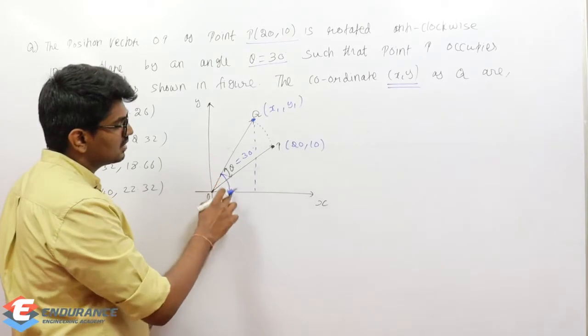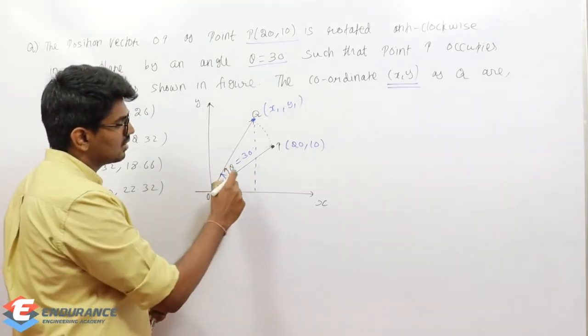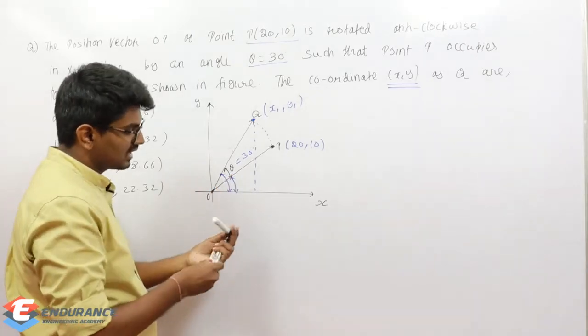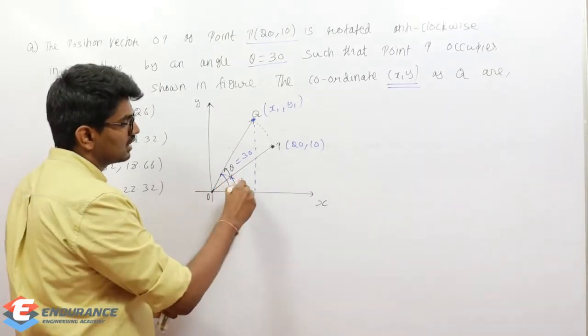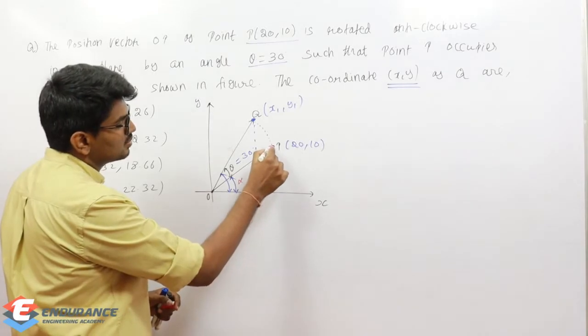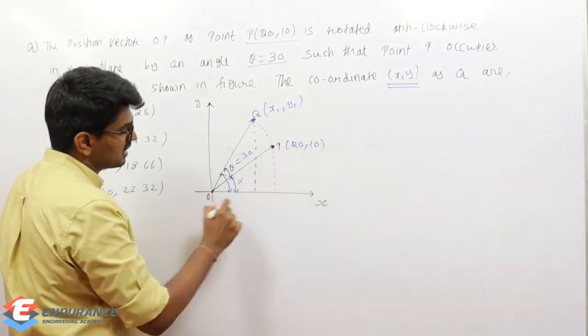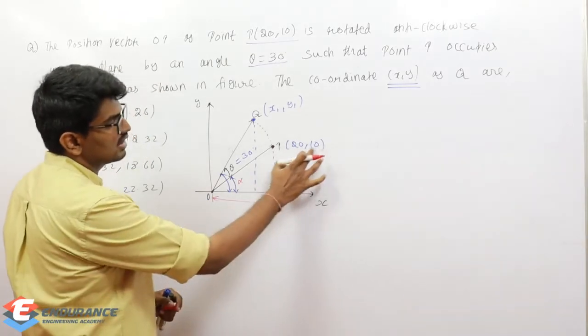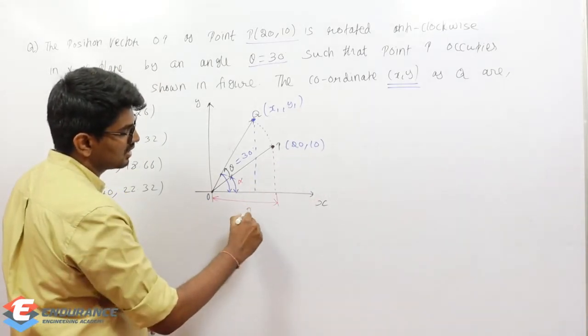So ultimately we need to find out this total angle. We know theta, but we don't know this angle, right? So how to find out that angle? That is also simple. We will take that to be alpha. See, this point P, this distance will be what? Let us take it that the point is 20 comma 10, so this distance is going to be 20.